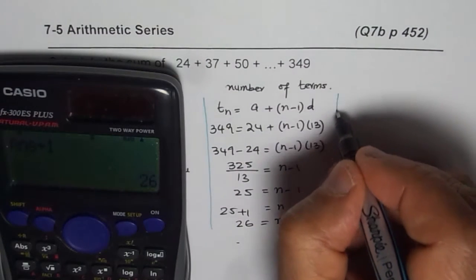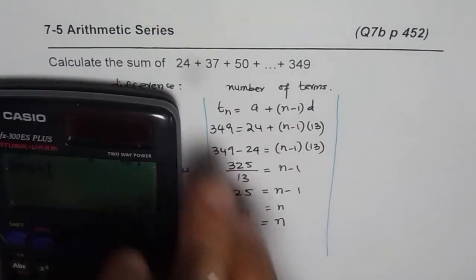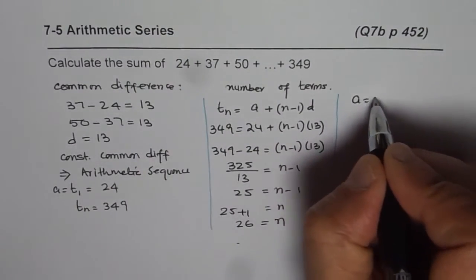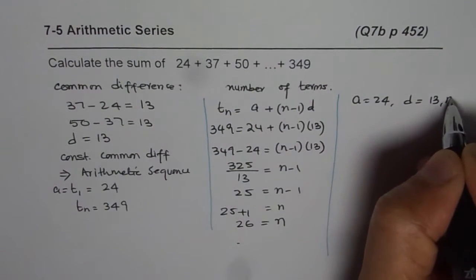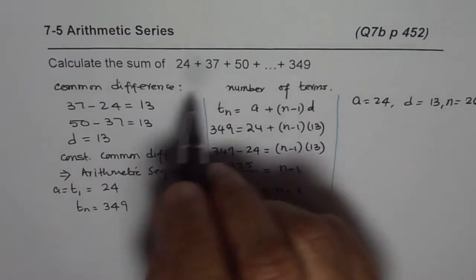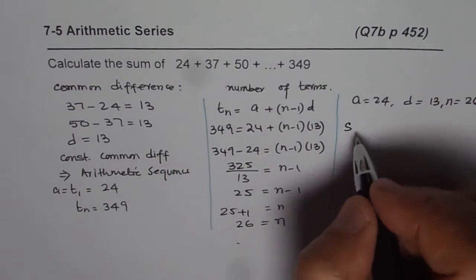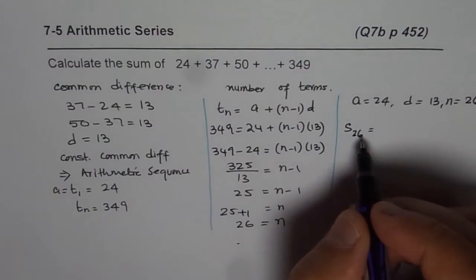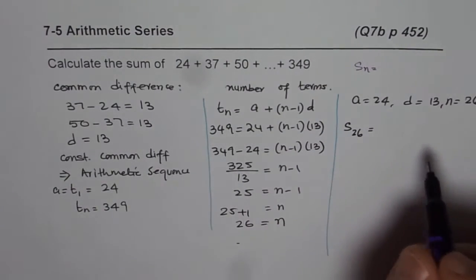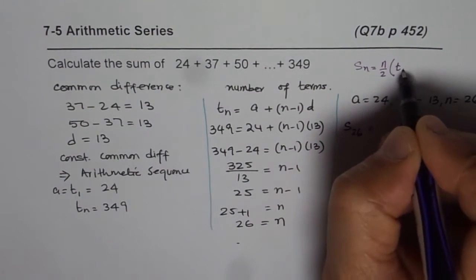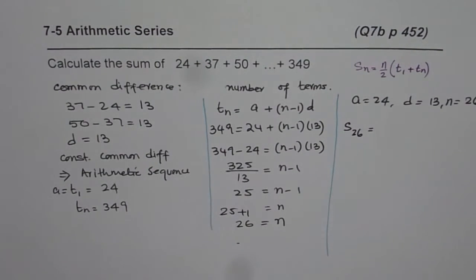So now we have calculated what n is. From the given sequence, I should say series, because we are adding it up, we know a equals 24, d equals 13, and n equals 26. Now we need to find the sum of all these terms. So S of 26, since there are 26 terms. You should also write the formula first here. So let me write S of n. Which formula should I use? I know the first and the last term, and I also know the number of terms. So n divided by 2 times first term plus nth term is a good formula to use here.